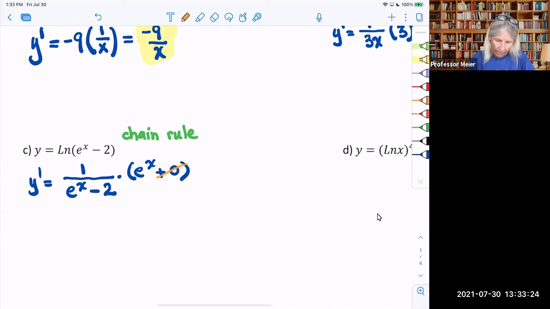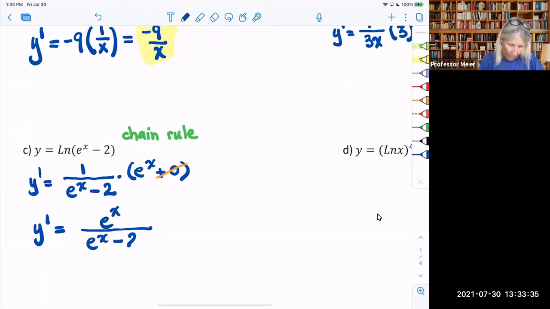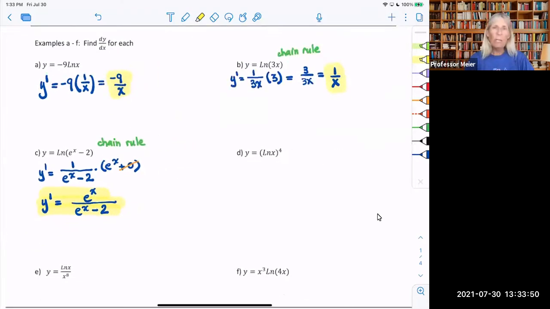So what are we left with here? Let's push this together and make a final answer. So y prime would be, if I multiply this, e to the x times 1 is e to the x over e to the x minus 2. And that would be reduced. There's no reducing you can do there, because unless you can factor something out and cancel, that's it. You're finished. Okay. All right, so this doesn't seem too bad, right? So natural log, you just follow that rule, 1 over whatever's inside, and then chain rule it.